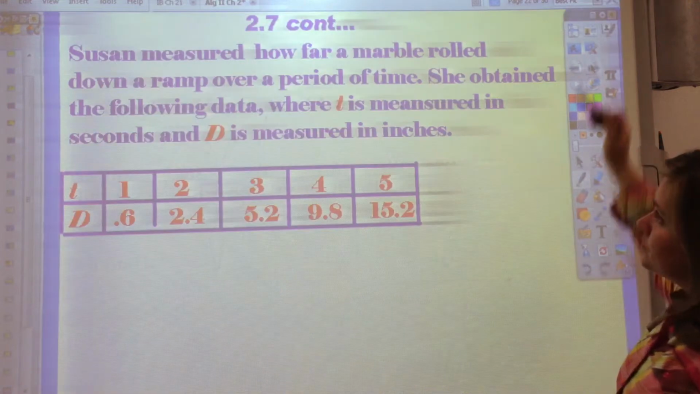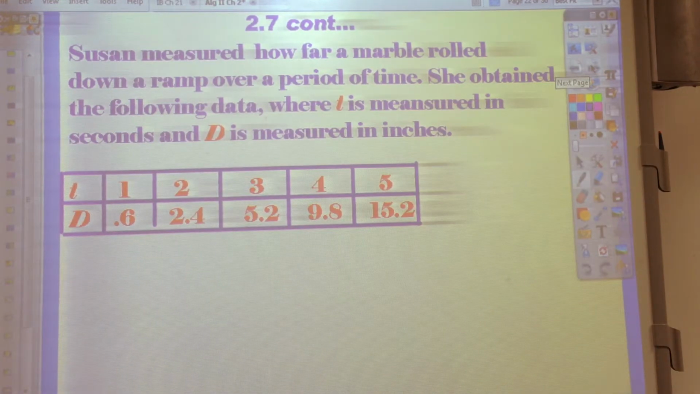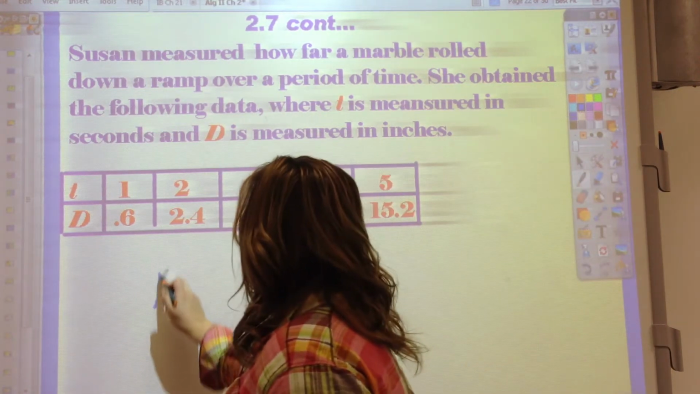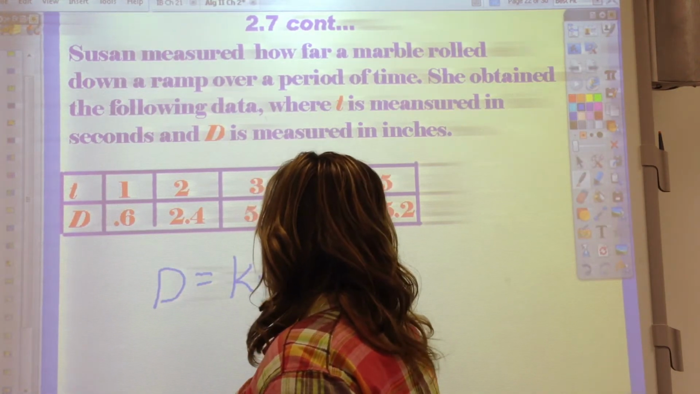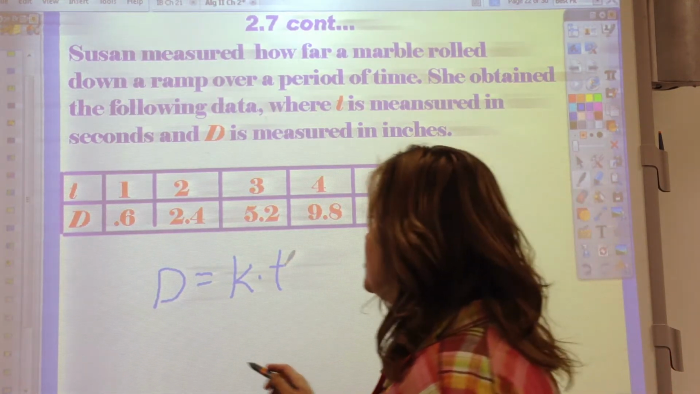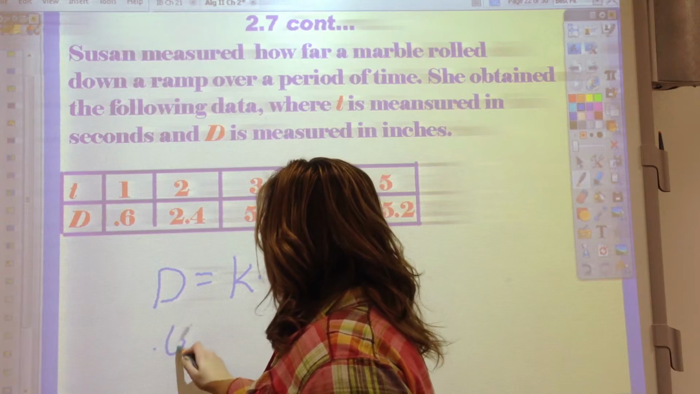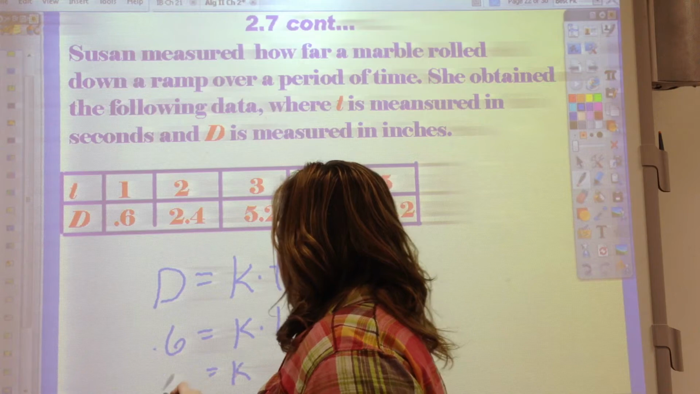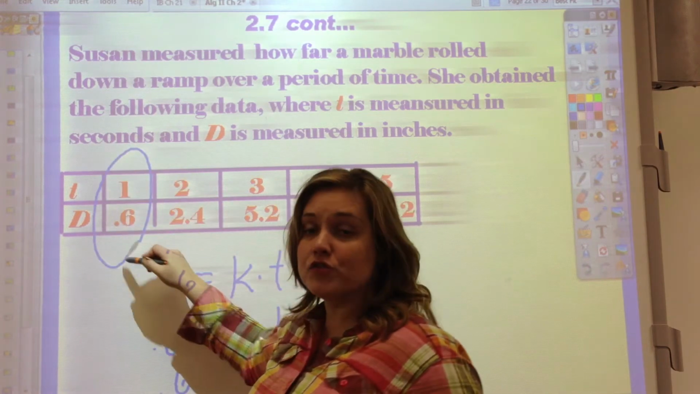Let's try another one. If I look at this data set, T is increasing as D is increasing. That means that this model should be direct. So I'm going to start off with D equals K times T and see if my first two data points come out with a K that's pretty close. I'll plug in 0.6 for D and 1 for T, and that means that K is 0.6 when I look at my first point.